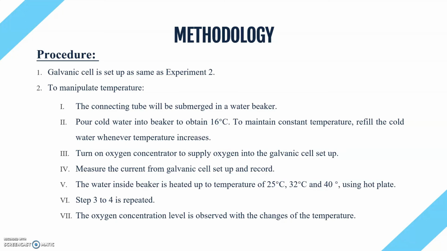Then the water inside the beaker is heated up using the hot plate to 25 degrees Celsius, which is commonly known as room temperature, 32 degrees Celsius, which is a common hot temperature, the average temperature in Malaysia, and 40 degrees Celsius, which is the hottest temperature in Malaysia. Steps 3 to 4 will be repeated, and after we get all the recorded results, we will compare and observe if there is any change in the oxygen concentration level with changing temperature.